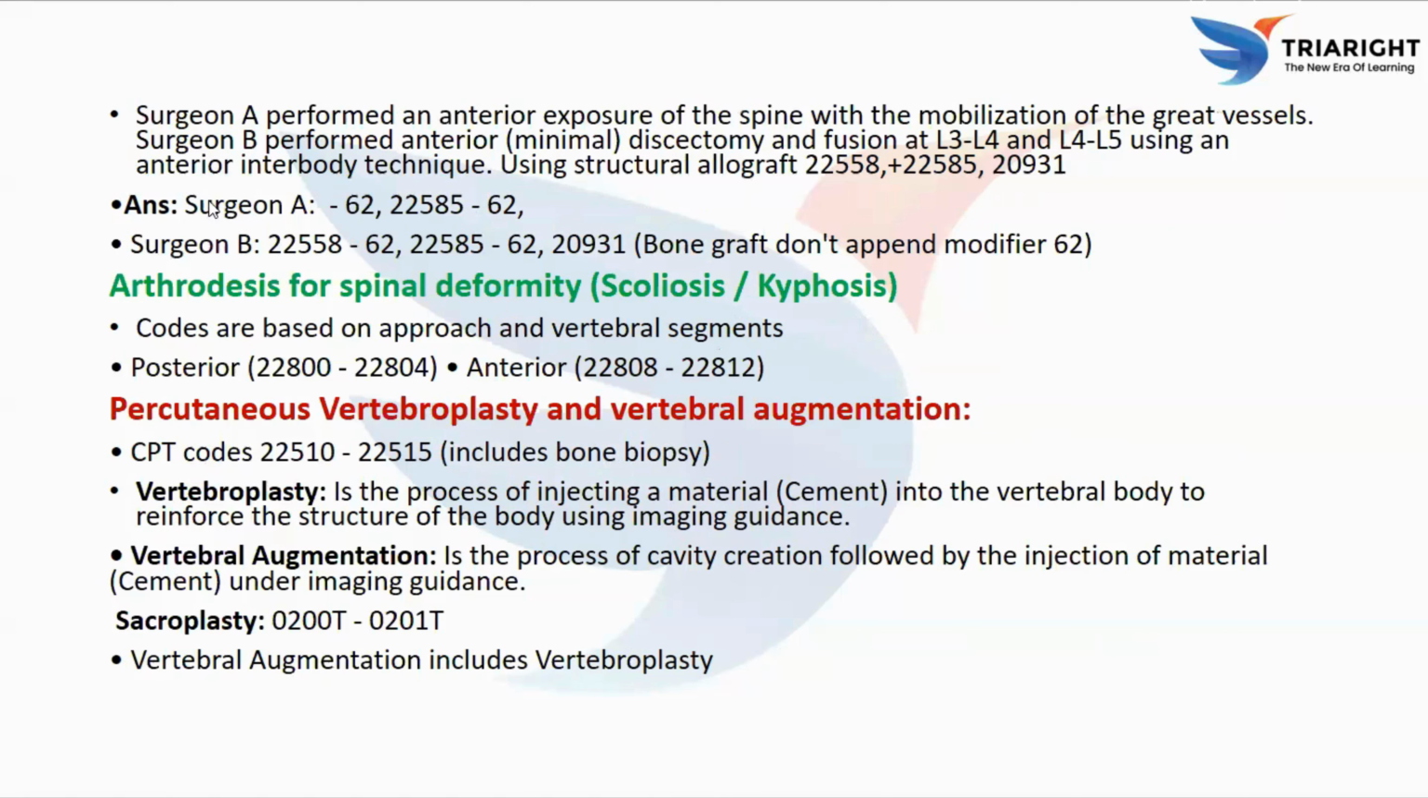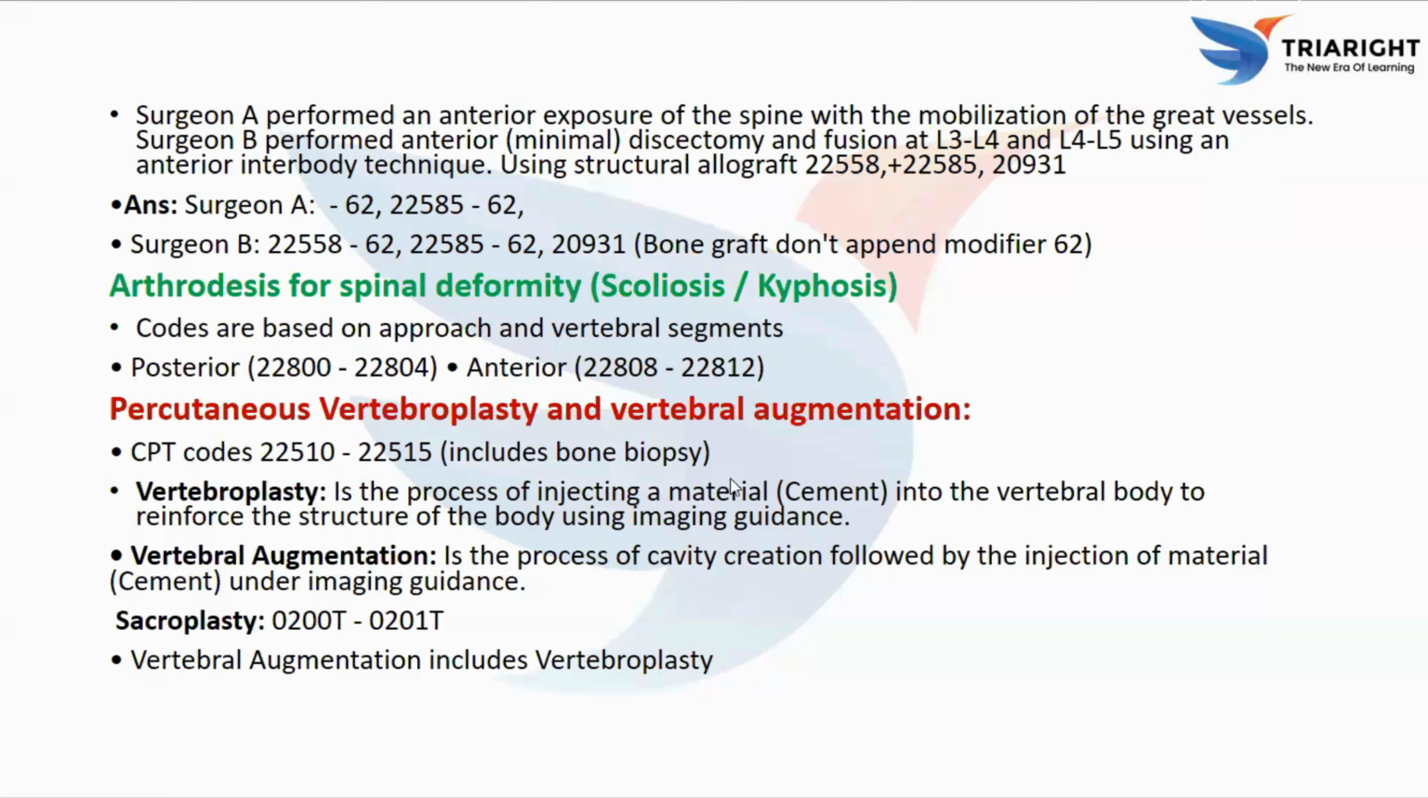So here are the co-surgeons in anterior spine surgery. Surgeon A performs the anterior exposure of the spine. He mobilizes the great vessels like the aorta and vena cava. And surgeon B performs the anterior discectomy and fusion at two levels, L3 to L4 and L4 to L5, three levels and two interspaces. He uses the anterior interbody technique and also places a structural allograft. So this is a classic co-surgeon case.